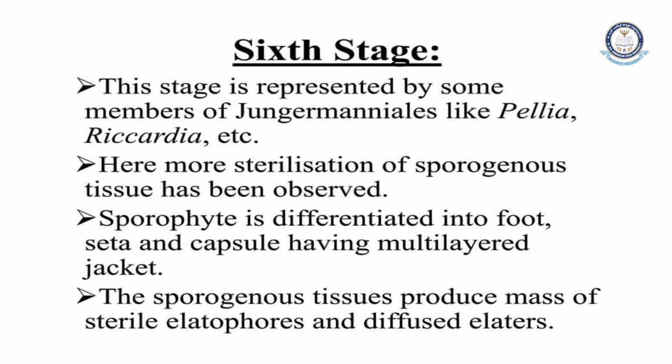This sporophyte is differentiated into the foot, seta and capsule, having multi-layered jacket cells. The sporogenous tissues produced a mass of sterile elaterophores, and diffused elaters are also present.